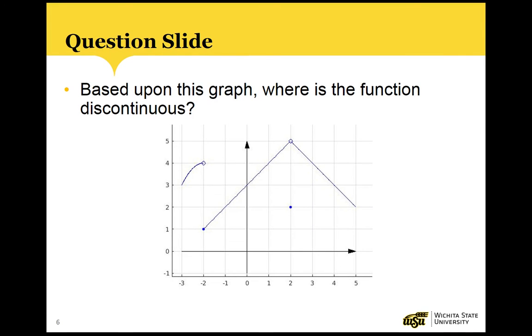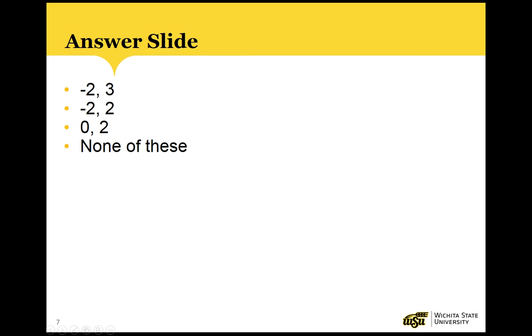All right, using what we know about graphs and continuity properties based upon this graph, where is the function discontinuous? Is it when x equals negative 2 and 3, negative 2 and 2, 0 and 2, or none of these?